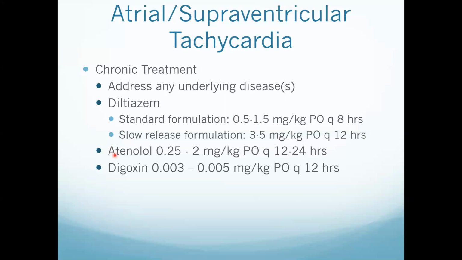We can use atenolol, which is the oral beta blocker of choice for these patients. And again, we can give that every 12 to 24 hours. We can titrate it to effect. And we can also use digoxin for some of these cases. Again, it's got a narrow safety range, so I'd usually try diltiazem first, but it's certainly worthwhile including it there.